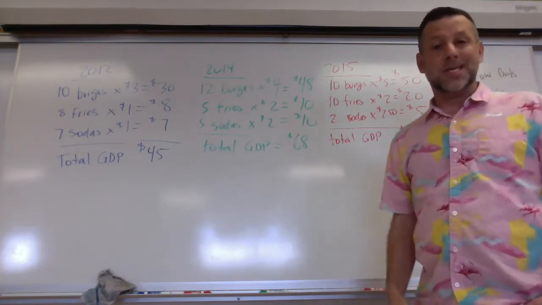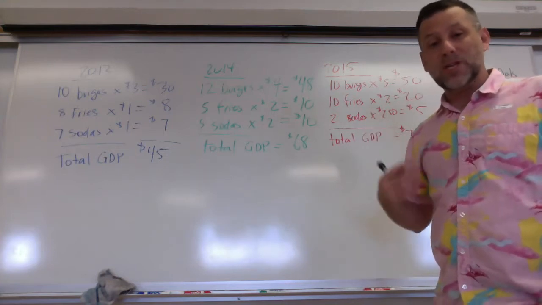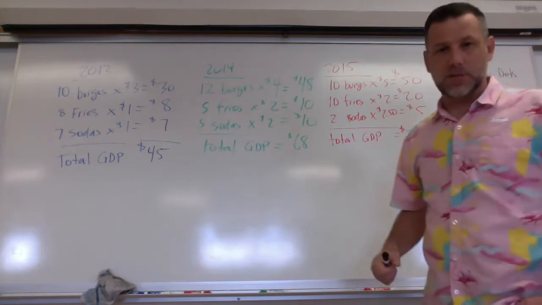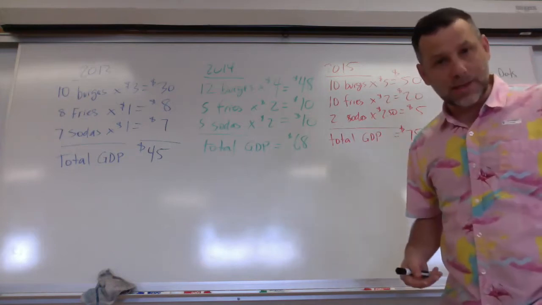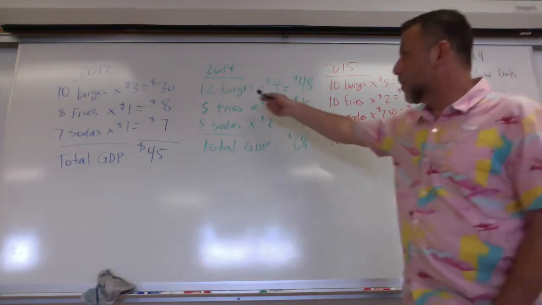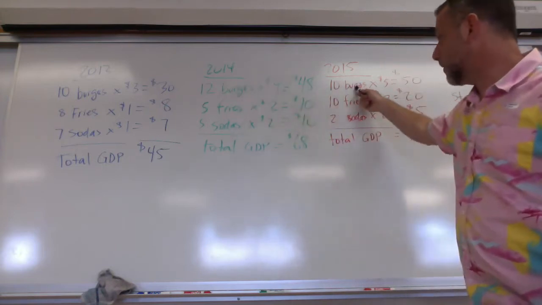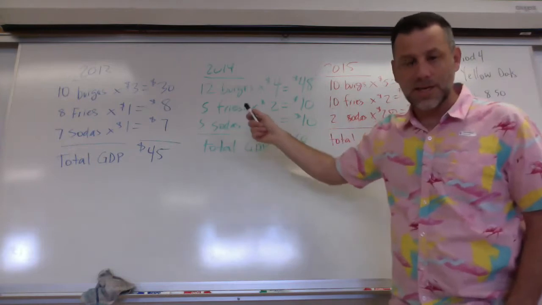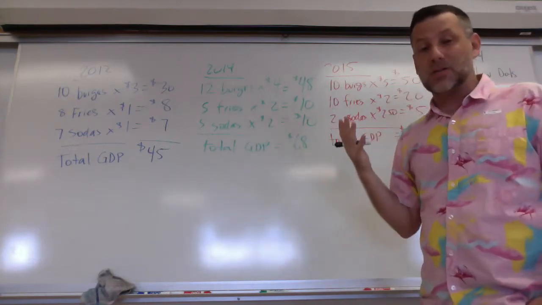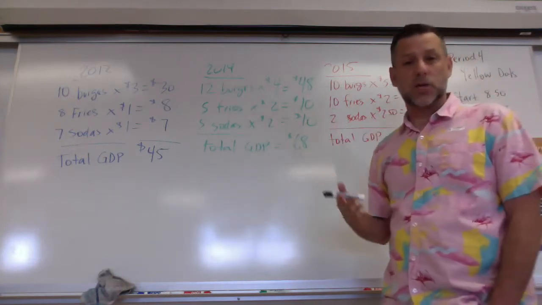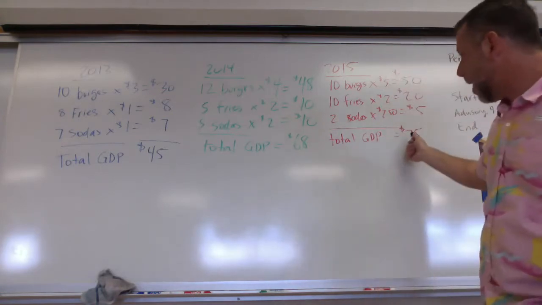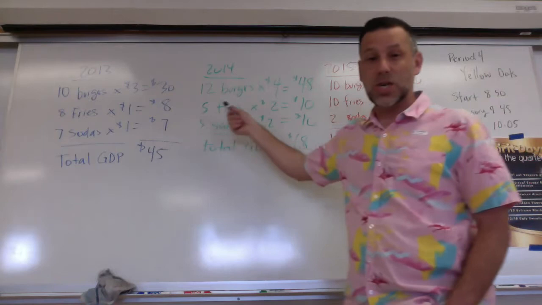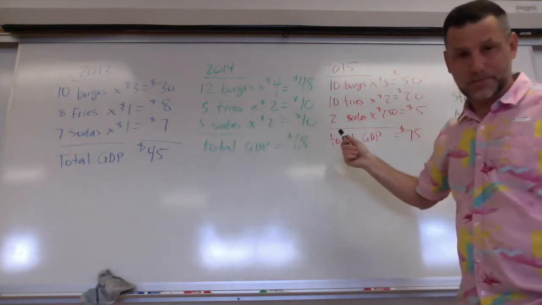Now the question is, which year was actually the most productive? I know it looks like 2015 was the most productive, but was it really? Because notice there were more burgers in 2014 than there were in 2015, but there are more fries in 2015 than there were in 2014. So it's not super obvious which year was actually more productive. And the problem with using these GDP numbers is that my prices are changing because of inflation.